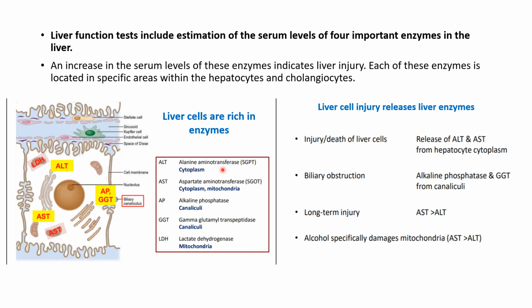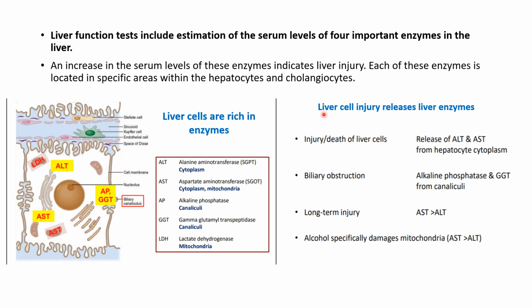The first one is alanine aminotransferase, also known as SGPT. It is located in the cytoplasm. Then aspartate aminotransferase, also known as SGOT or AST. Location is cytoplasm and mitochondria. Then alkaline phosphatase in canaliculi, gamma glutamyl transpeptidase also in canaliculi, and LDH, that is lactate dehydrogenase, in mitochondria.